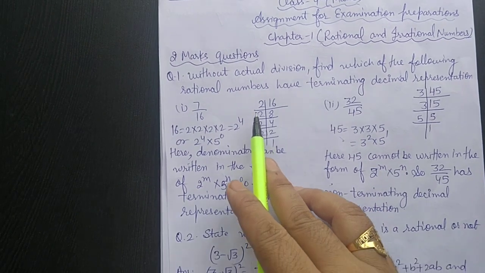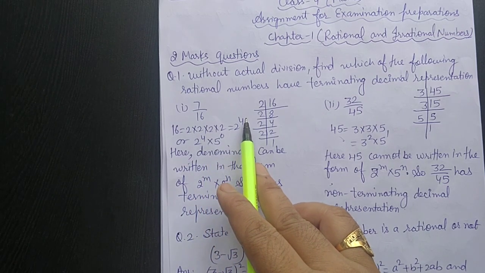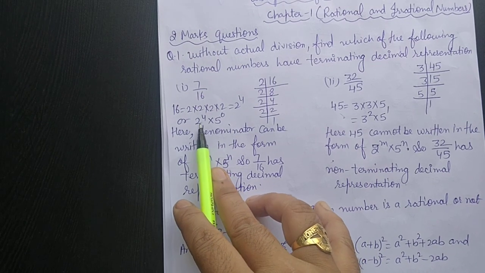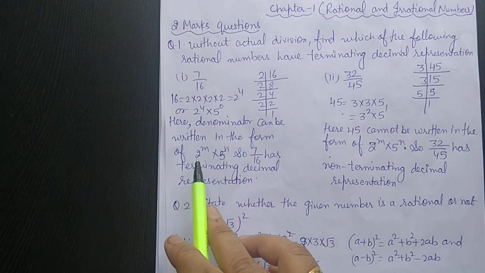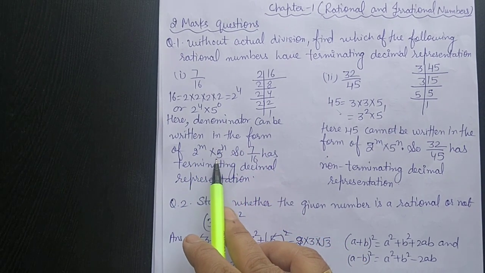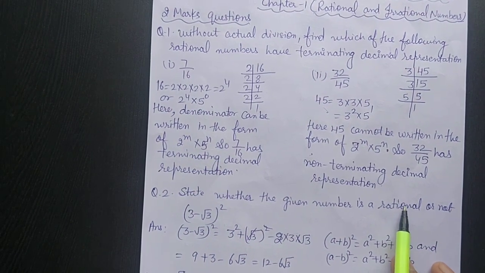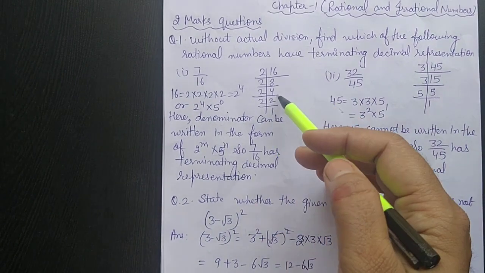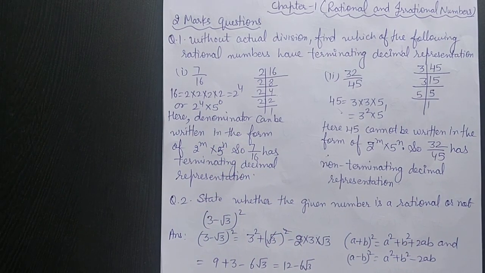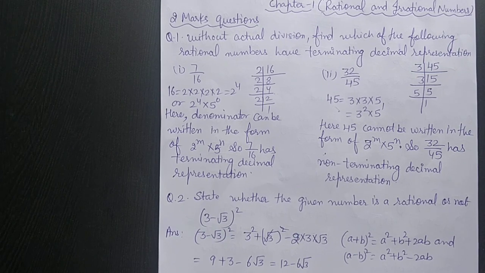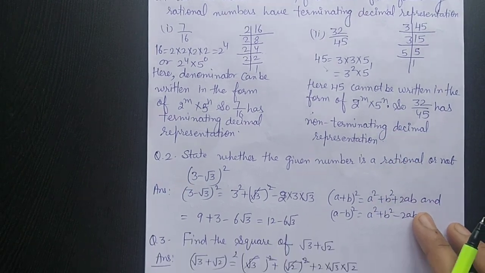If you observe here, 16 is equal to 2 multiplied by 2 multiplied by 2 multiplied by 2, 2 raised to power 4. So we can also write 2 raised to power 4 multiplied by 5 raised to power 0. So the denominator can be written in the form of 2 raised to power m multiplied by 5 raised to power n. So 7/16 has a terminating decimal. Suppose in the factors there is no 2 and no 5, then your number will have a non-terminating decimal representation. The other parts you can try by yourself.